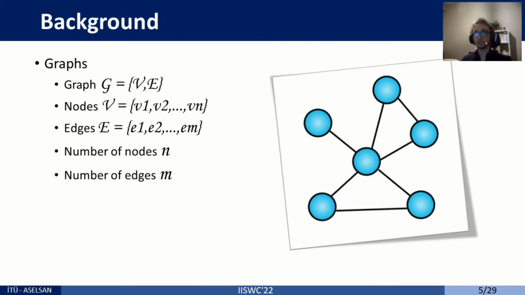Before diving deeper, let's clarify some concepts, definitions, and notation. A graph is represented with G and defined with two sets, nodes V and edges E. Nodes are connected to each other with edges. We can also represent the number of nodes and edges with symbols N and M respectively.